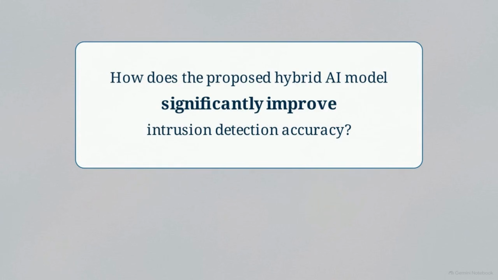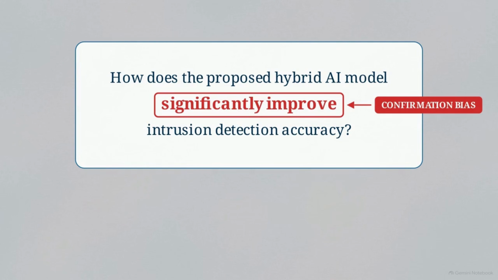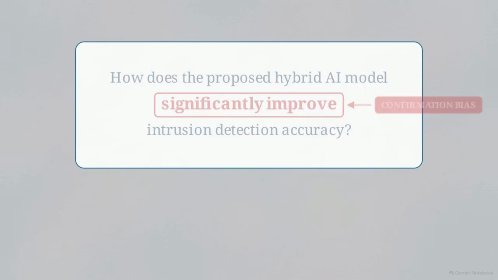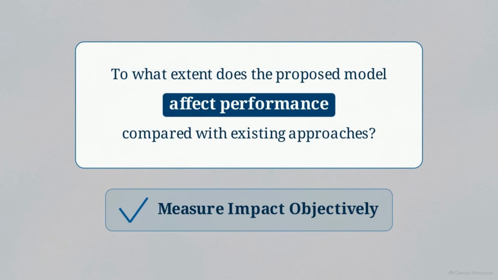Take a moment to read the question on screen. Can you spot the fundamental flaw in how this is written? The error is confirmation bias. The wording explicitly assumes the new model will significantly improve accuracy before any experiment has actually taken place. We fix this by removing the assumption. To what extent does the proposed model affect performance compared with existing approaches? Now, hard evidence determines the answer.